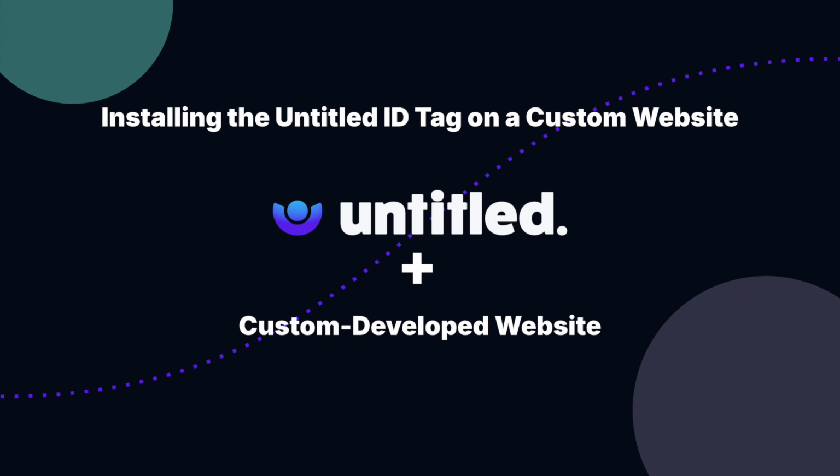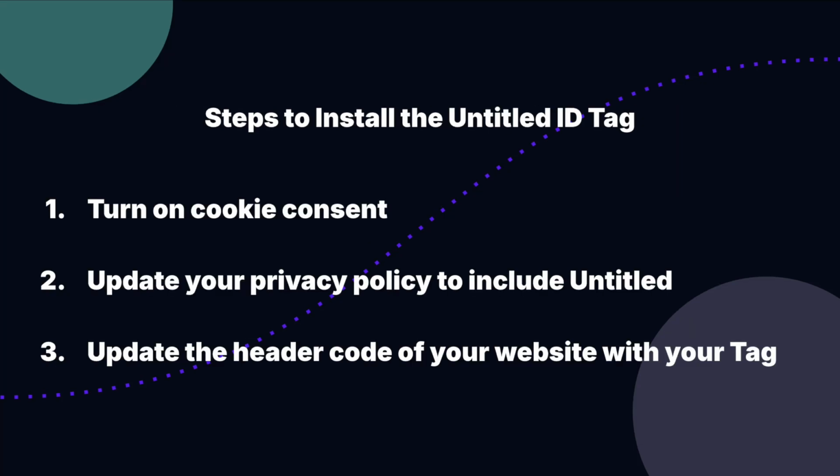In this video, we'll walk through the process of setting up an Untitled ID tag on your custom-developed site. This tutorial covers a generic paste of JavaScript code in the header of your website's HTML and is best if you haven't found one of our other tutorials specifically for your website content management system. There are 3 main steps that you need to complete.